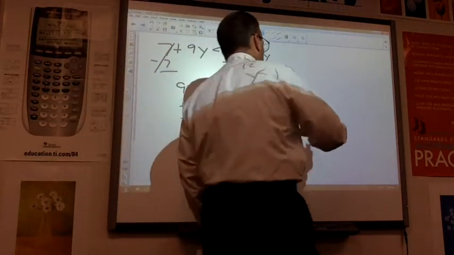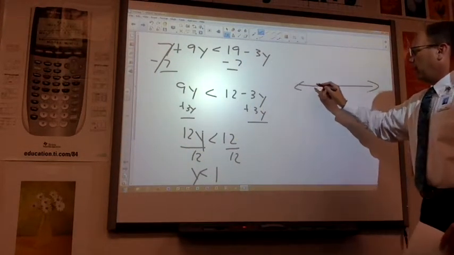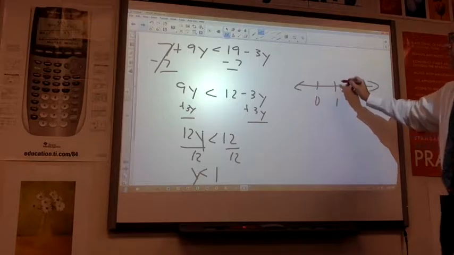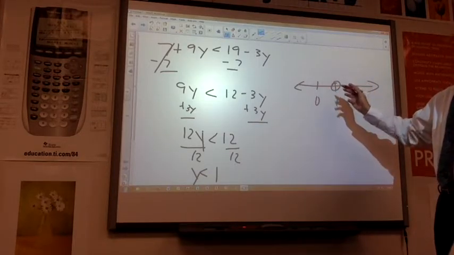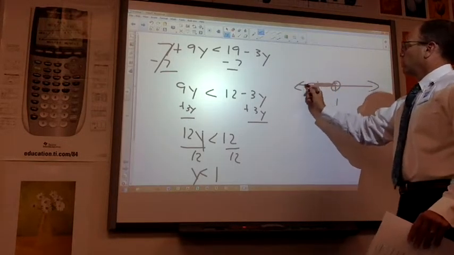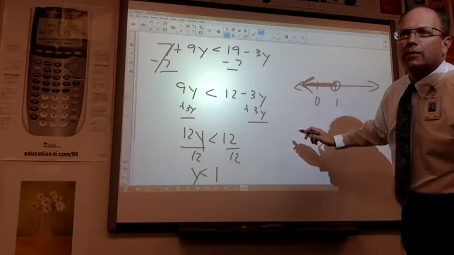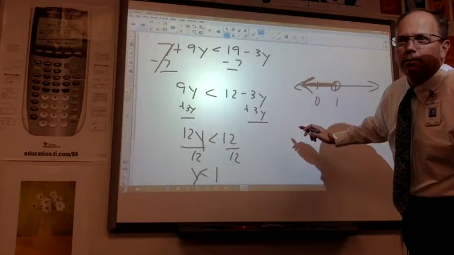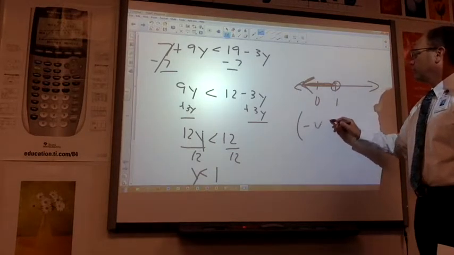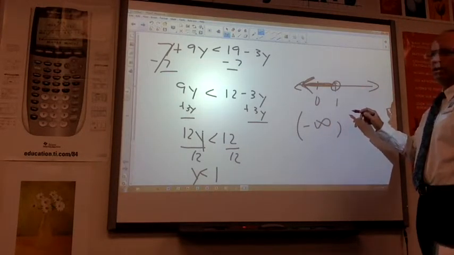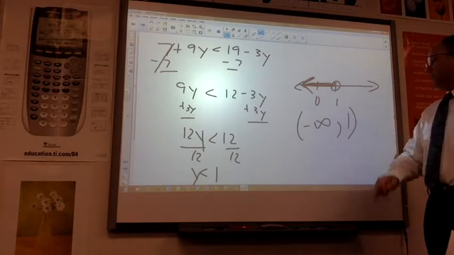Okay? So, on a number line, we have 0, we have 1, we have an open dot, right? And shading left. Where am I coming from? Negative infinity. There you go. Where am I going to? Done.